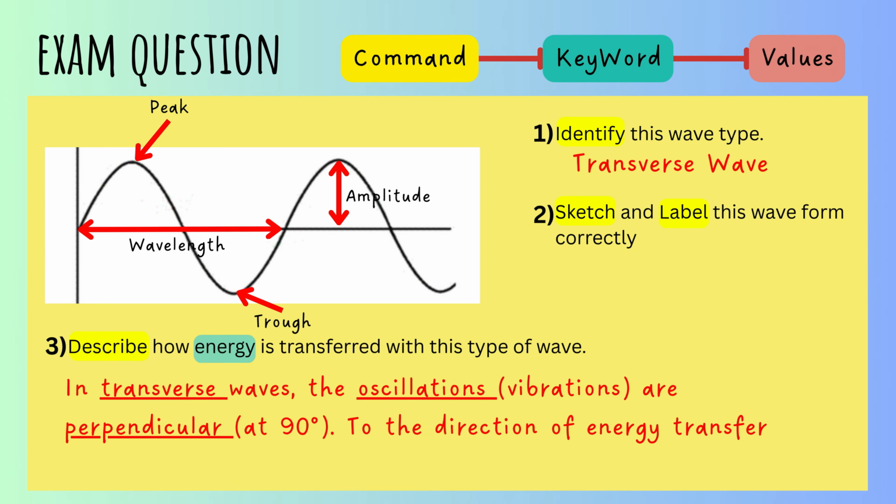Okay, so here are your answers. Question 1. Identify the wave type. It is, of course, a transverse wave. You can tell because the waves go up and down rather than back and forth.